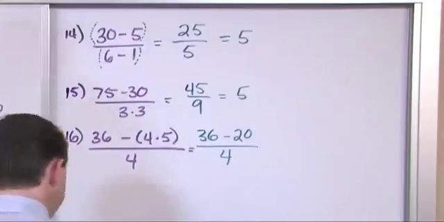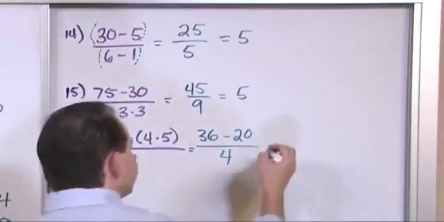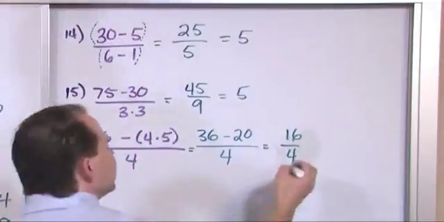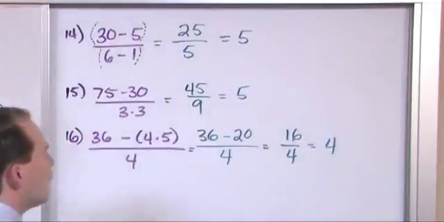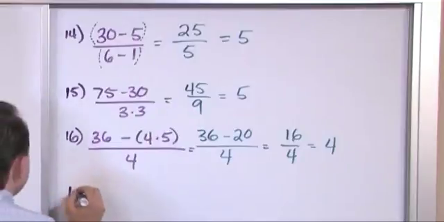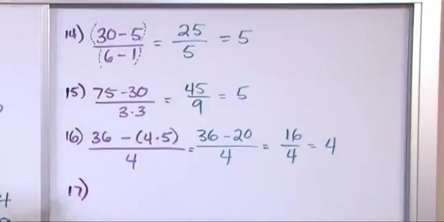Now we again look and we say, well, there's invisible parentheses there. I'm going to do that first. 36 minus 20, I'm going to get 16, still divided by 4, and now I can do that division, and I'm going to get a big fat 4. Okay? Always work the numerator and denominator of big fractions like that first and foremost.